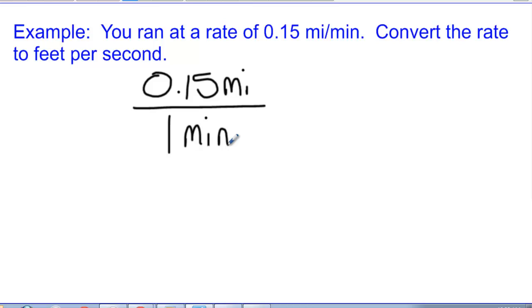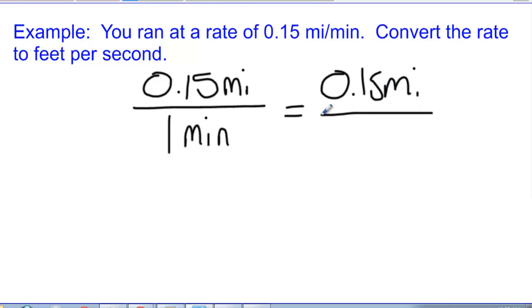And so what I want to do right away is change this bottom 1 minute into seconds, because I happen to know that 1 minute is the same as 60 seconds. So I could just rewrite this as 0.15 miles per 60 seconds. So now I have this 0.15 miles per 60 seconds, and I want to change the 0.15 miles over into feet, and then I'm going to divide to get my unit rate, just like I did back in the first video.